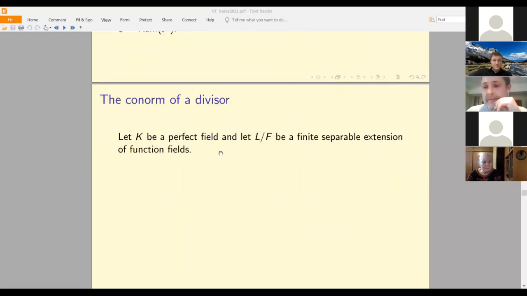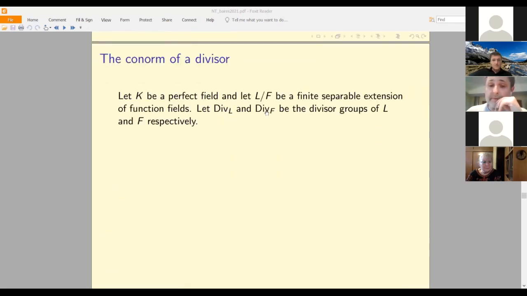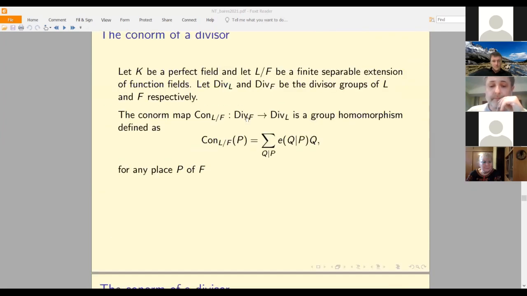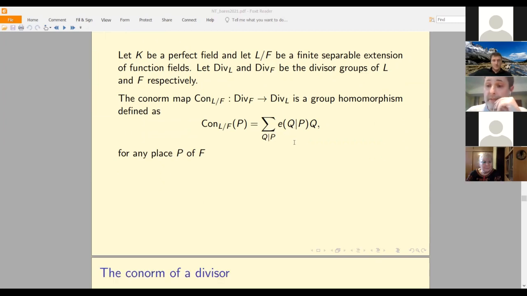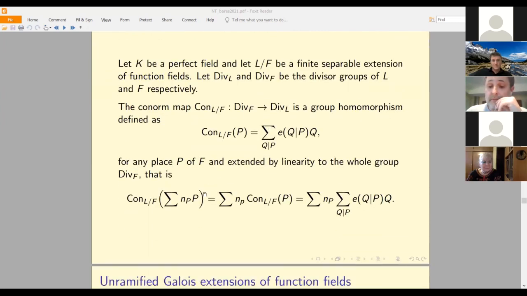You now have a perfect field. It could be any finite field, characteristic 0, whatever. And you have a finite separable extension of function fields. So you have the divisor groups of L and F, and you have the conorm operator, which is a group homomorphism. What this does is you take a place P of F, and the conorm of the place is this sum: you consider all the places above P in L and the ramification indexes. And then you extend this by linearity to the whole divisor group in this way.